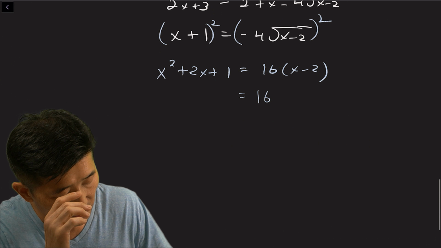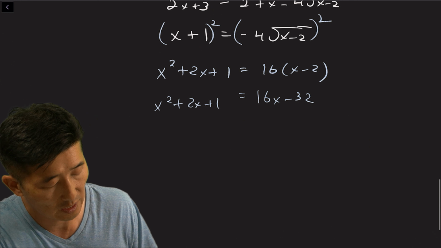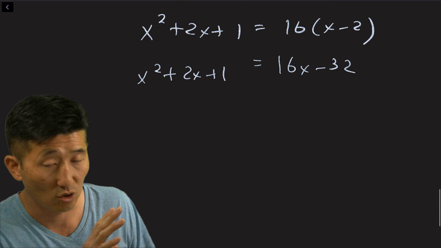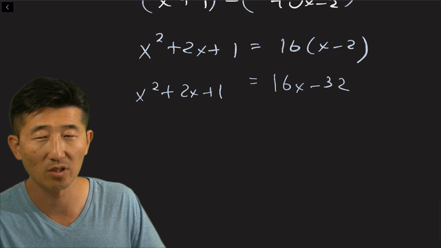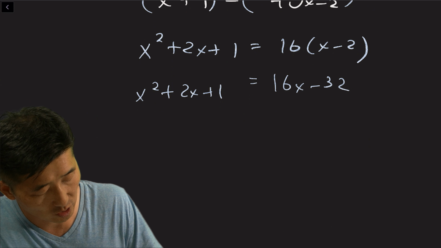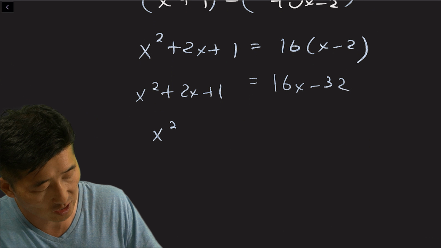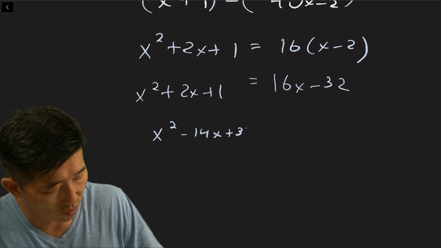All right, so this will become 16x minus 32, x squared plus 2x plus 1. And I know I'm going kind of fast, but if you can just do it on your paper, you can follow, or just put it into half speed. X squared plus 2x. Okay, so you got x squared, 2x minus 16x is negative 14x. 1 plus 32, you get 33.